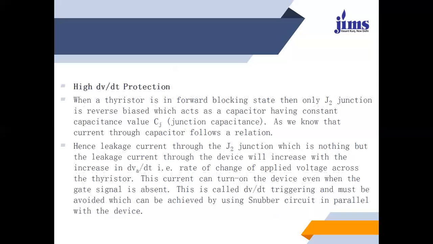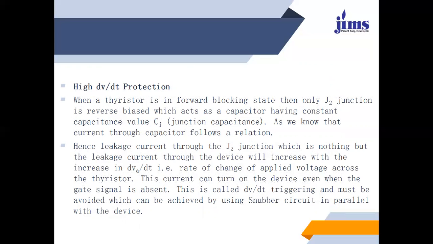Next is high dV by dt protection. When a thyristor is in forward polarity, only the J2 junction is reverse biased, which acts as a capacitor having a constant capacitance value, called the junction capacitance. As we know, the current through a capacitor follows i equals C dv by dt, and the leakage current through the junction J2, which is nothing but the leakage current through the device, will increase with increasing dVA by dt.